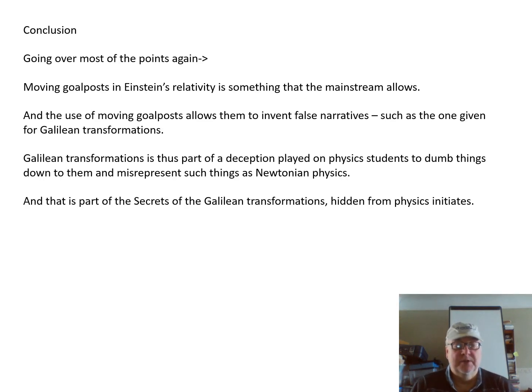So the conclusion goes, going over most of the points again, the moving goalposts are used for Einstein's relativity by the mainstream, and their use of the moving goalposts allows them to invent false narratives, such as the one given for the Galilean transformations. Galilean transformations is thus part of a deception played on physics students to dumb things down to them and misrepresent such things as Newtonian physics. And that is part of the secrets of the Galilean transformations, which is hidden from physics students.